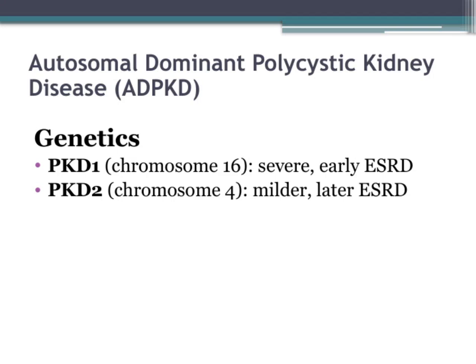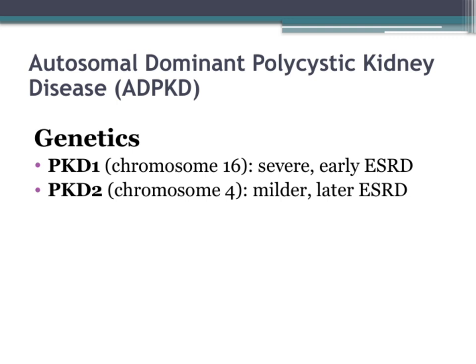Now, let's take a closer look at the genetics behind polycystic kidney disease. PKD1, which is located on chromosome 16, is associated with a more severe form of the disease that often leads to early end-stage renal disease, or ESRD. In contrast, PKD2, found on chromosome 4, tends to cause a milder form with a later onset of ESRD. These differences highlight how specific genetic mutations can influence the severity and progression of the disease.